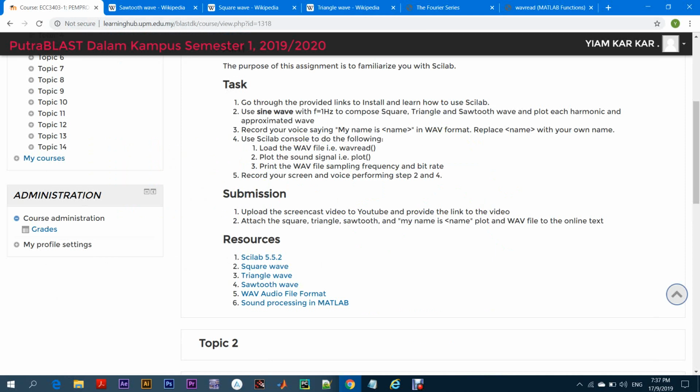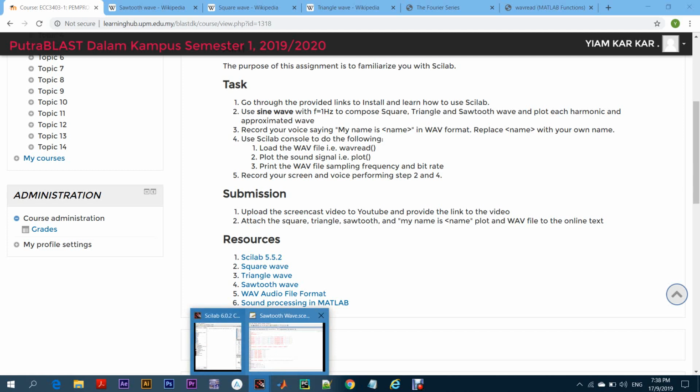Okay, so the second task is to record your voice saying "my name is" in wave format. So previously I've already recorded my voice in a wave file. And then the third one is to use Scilab console to do the following. First, load the wave file by using the wavread command, plot the sound signal by using the plot command, and print the wave file sampling frequency and bit rate.